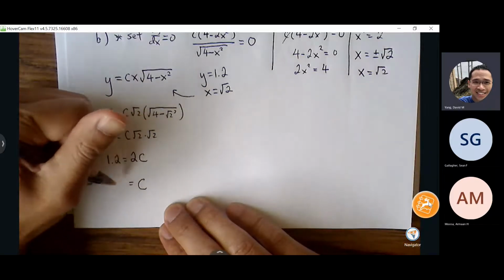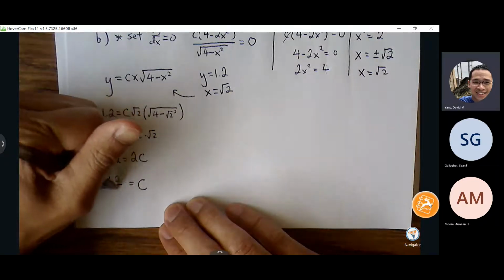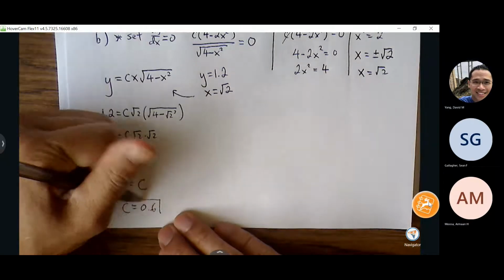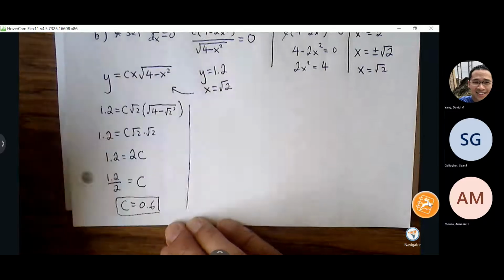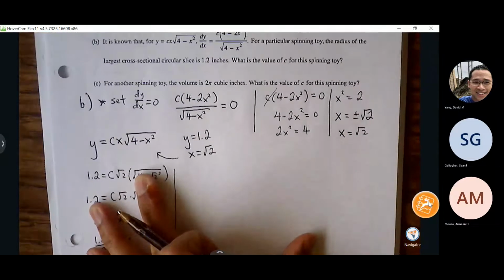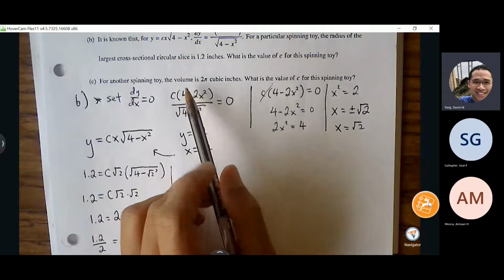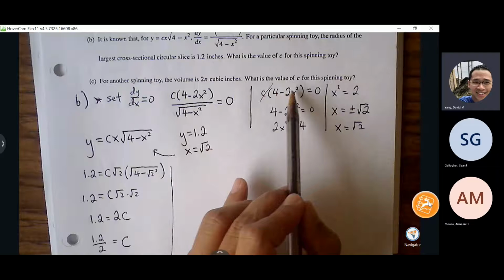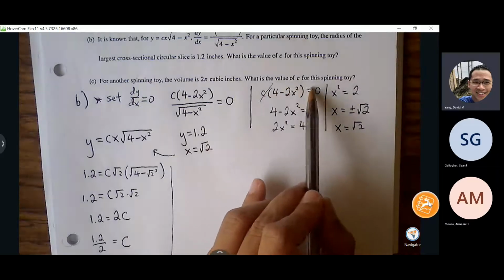So C is equal to 1.2 divided by 2, which is equal to 0.6. Okay, part C, for another spinning toy, the volume is 2 pi cubic inches. What is the value of C for this spinning toy?